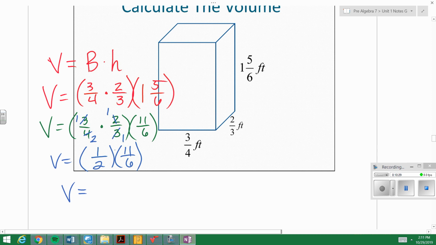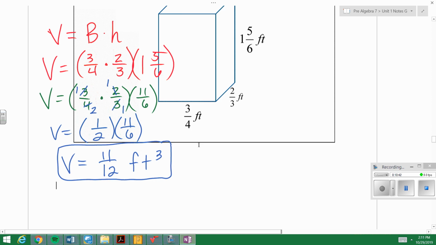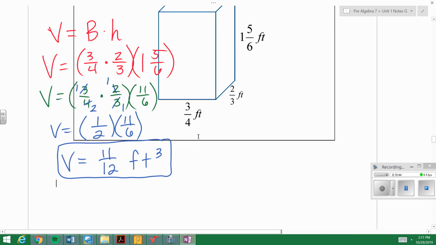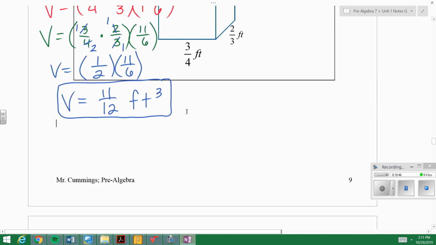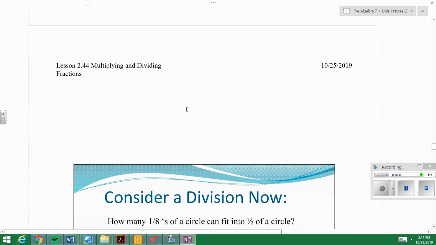And the volume is equal to 11 on the top over 12 on the bottom, and my unit is going to be cubic feet, feet to the 3rd power. All right, 11/12 of a cubic foot, finding the volume there. Okay, so multiplying fractions is no problem. Top times top and bottom times bottom.